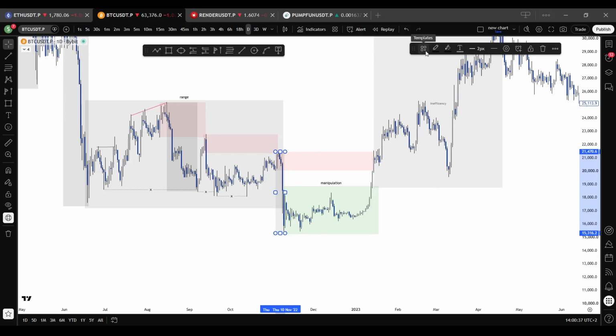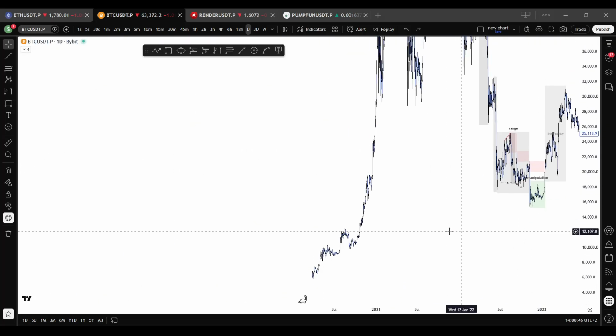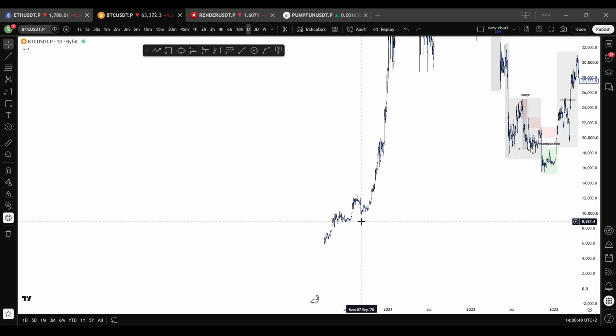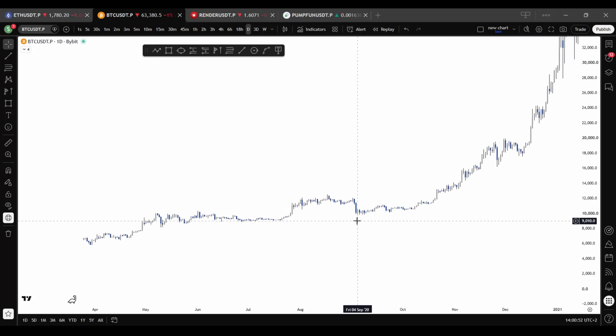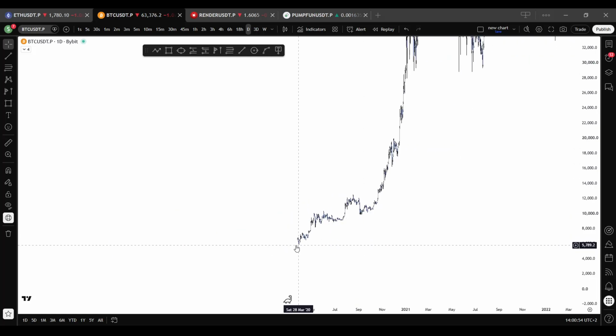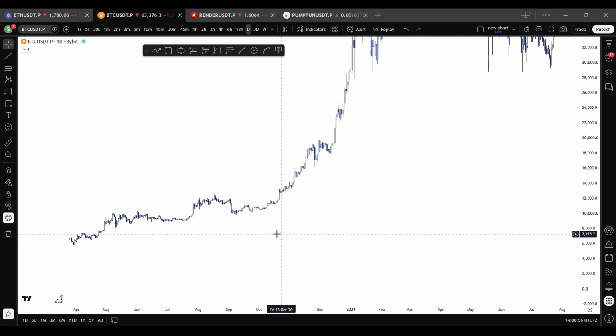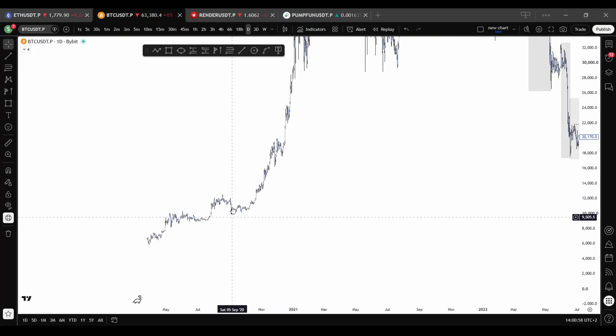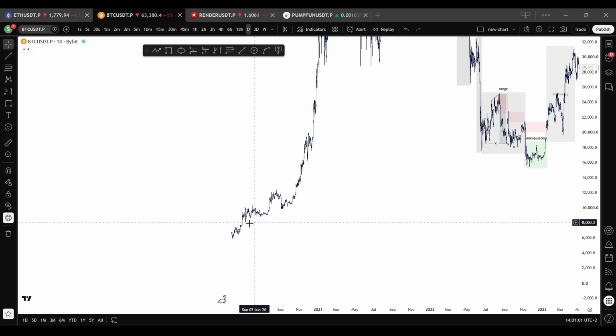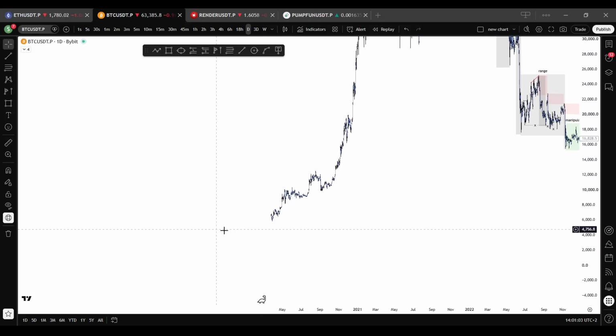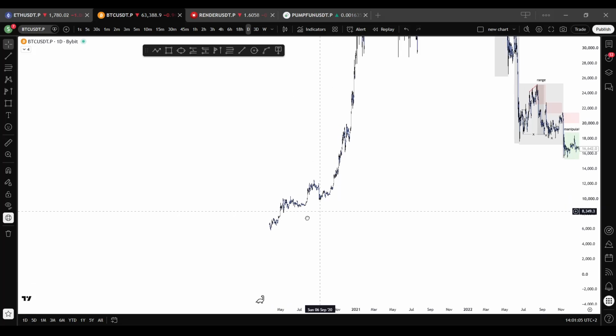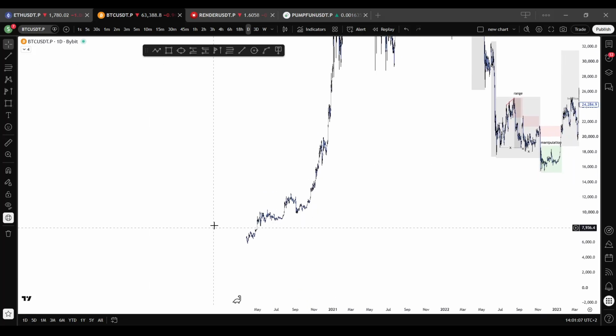black swan event where price ends up nuking because of some news. I mean, here it was like the FTX crash back in 2020. I'm not sure if this was the bottom, but no, it wasn't. I mean, the chart doesn't show it, but during COVID price nuked down a lot.